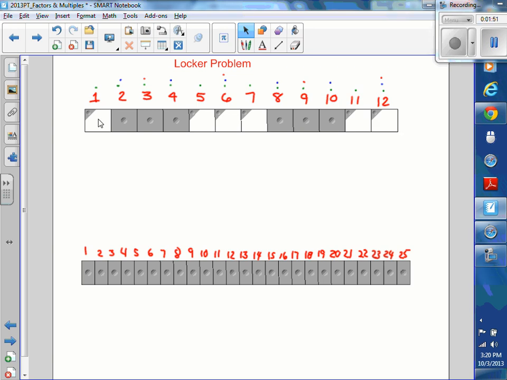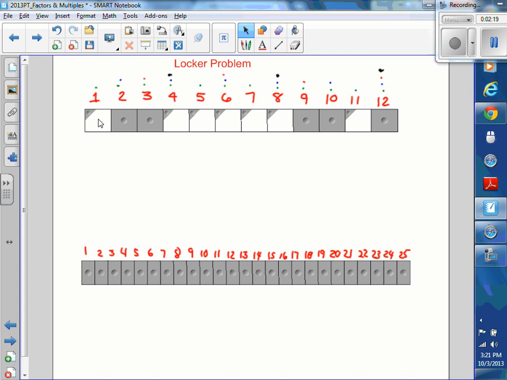Fourth person, Antonio. Student 4 changes the state of the doors of lockers 4, 8, 12, and 16, and so on. Right, so 4, 8, and 12. So 4 was closed, so I'm going to open it. 8 was closed, so I'm going to open it. 12 was open, so I'm going to close it. Okay? So, Jen, what happens next?